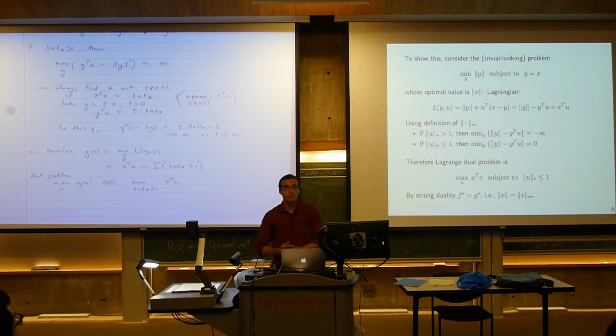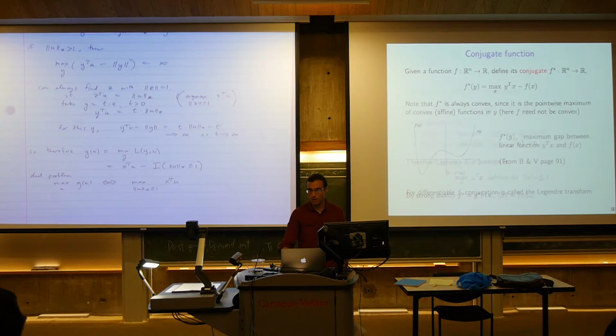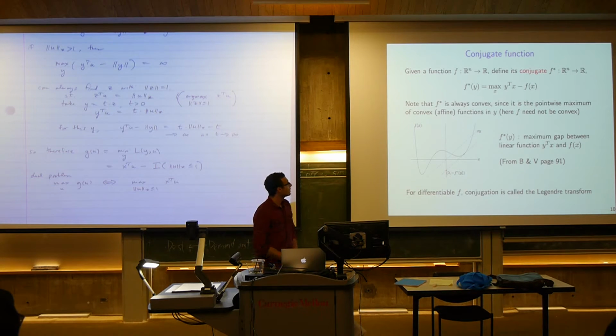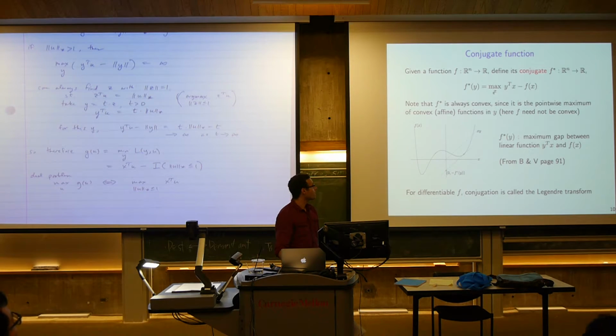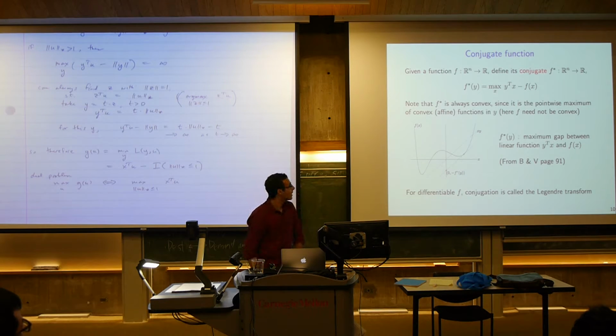Other problems, other questions? Okay, good question. So the conjugate function is defined given a function f. We define its conjugate, which we denote by f star, by the following equation. At a point y, f star at y is defined as the maximum inner product we can achieve with y after we subtract off f. So it's the maximum over all x of y transpose x minus f of x. That's the conjugate function at y.